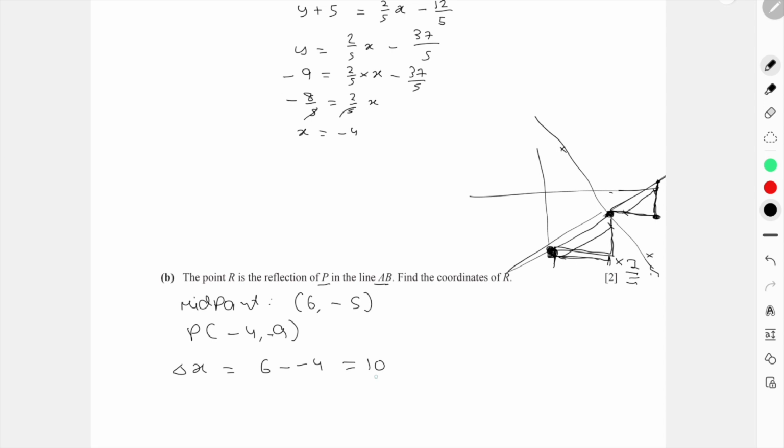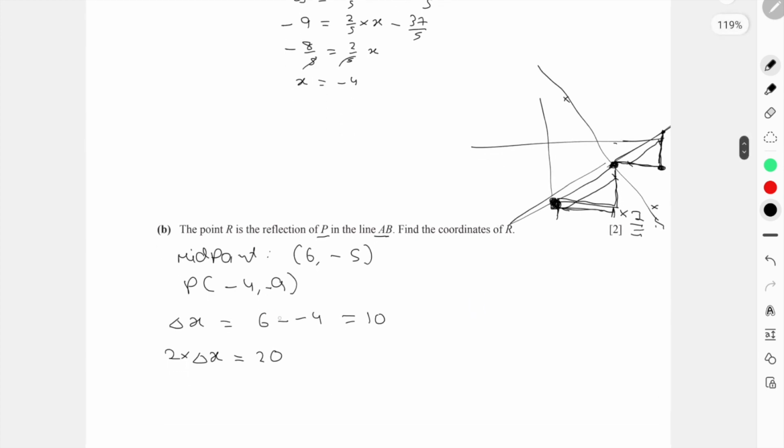And then we multiply it by 2, so 2 into change in x is 20, and then we add the x coordinate of P, that's minus 4. So the x coordinate of R is essentially 20 minus 4, and that's 16.